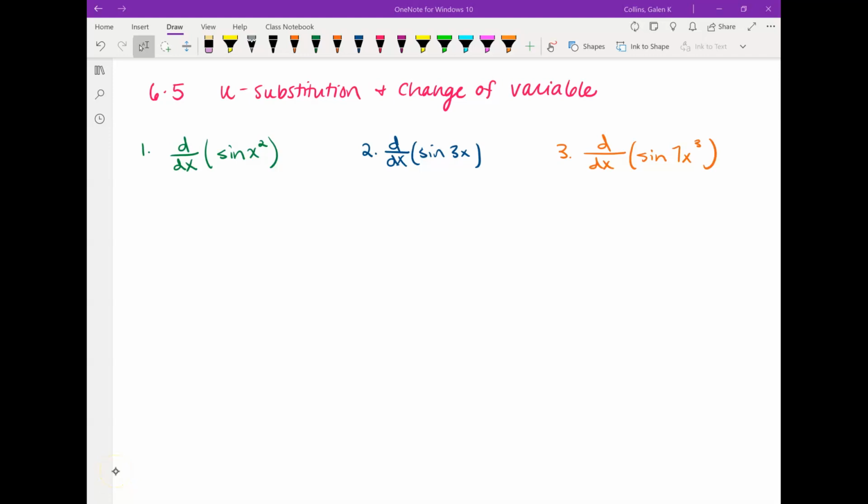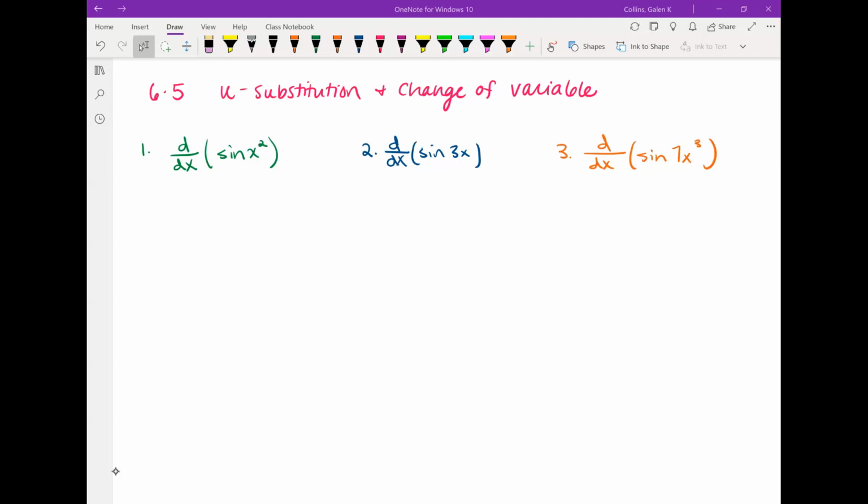In section 6.5, we're going to learn how to use U substitutions and a change in variable to integrate some functions that would be difficult otherwise. So before we start, let's look at three derivatives using the chain rule.